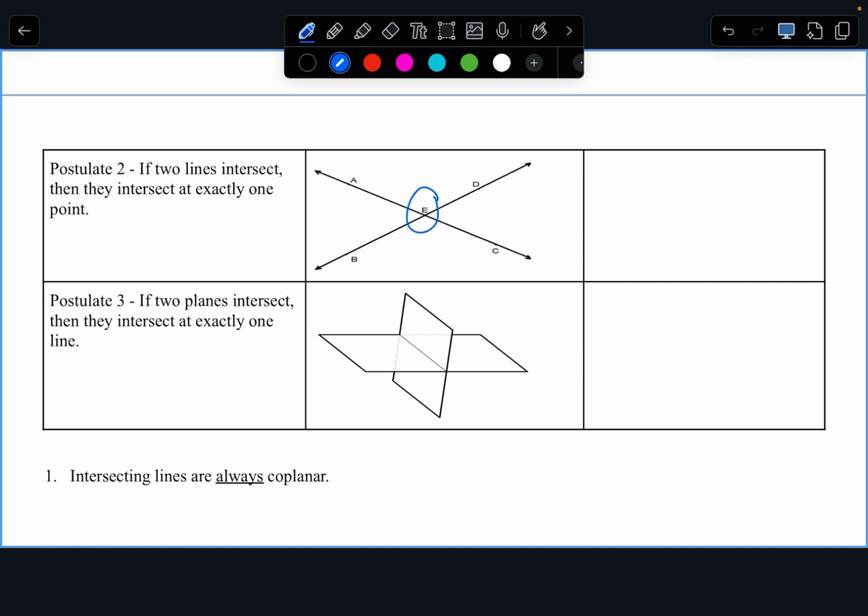If two lines are going to intersect, then they intersect at exactly 1 point. So this is showing that point E is the intersection of those two lines. Point E is the intersection of AC and BD.